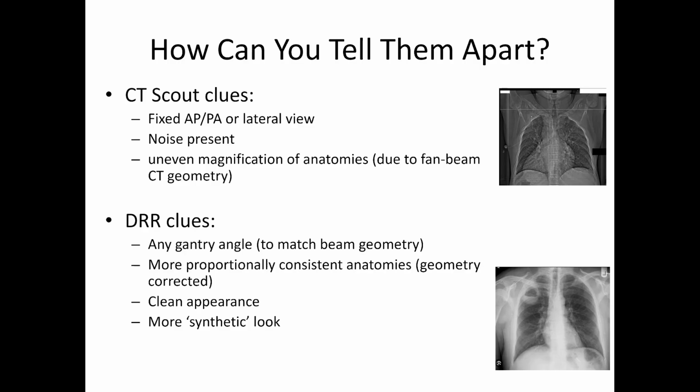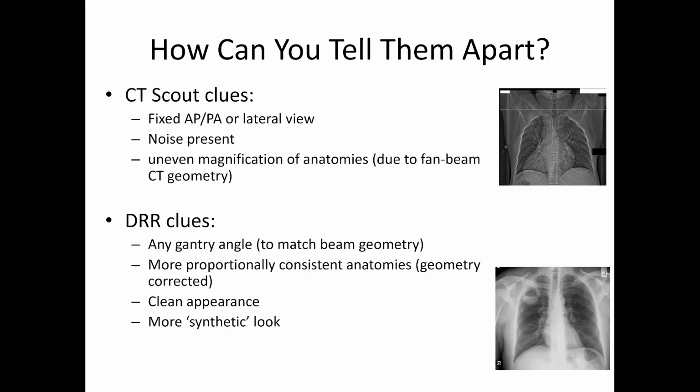How can we tell them apart? There are several practical ways to tell a CT scout and a DRR apart. First, image appearance. A CT scout often appears noisier and looks more like a conventional plain X-ray. A DRR typically looks cleaner and more synthetic, since it is computed from CT data.